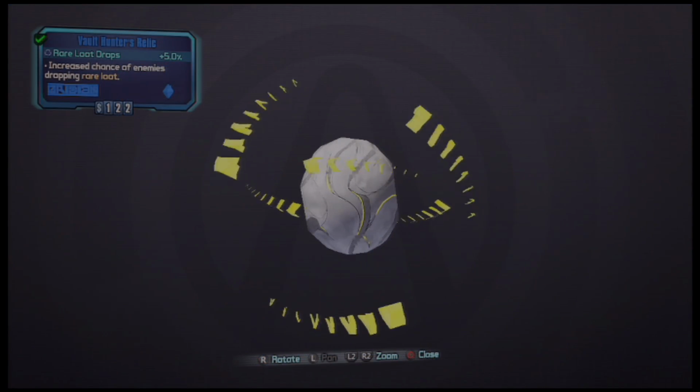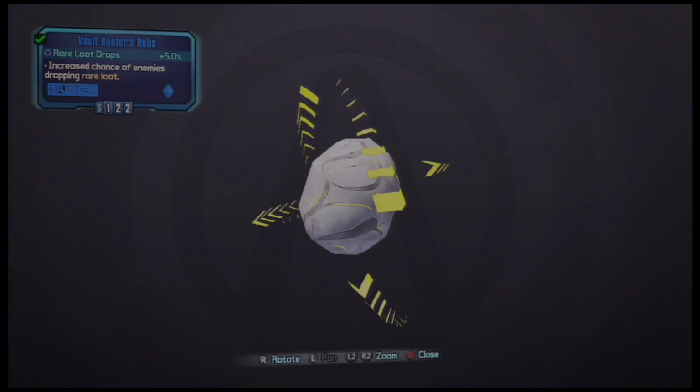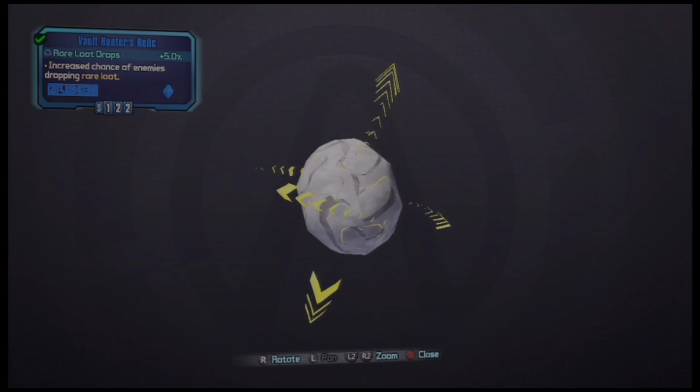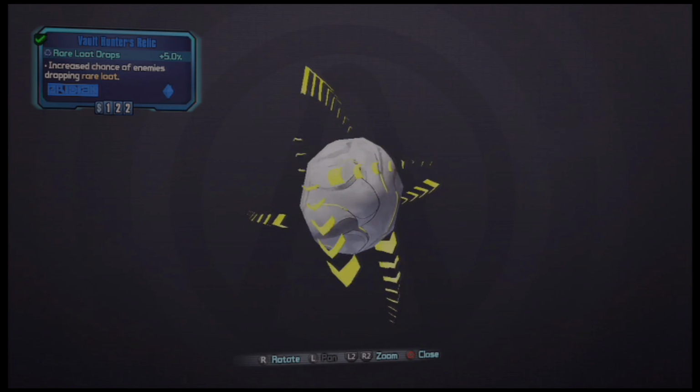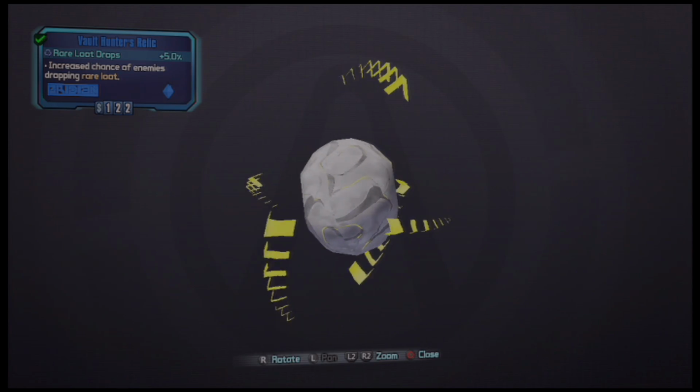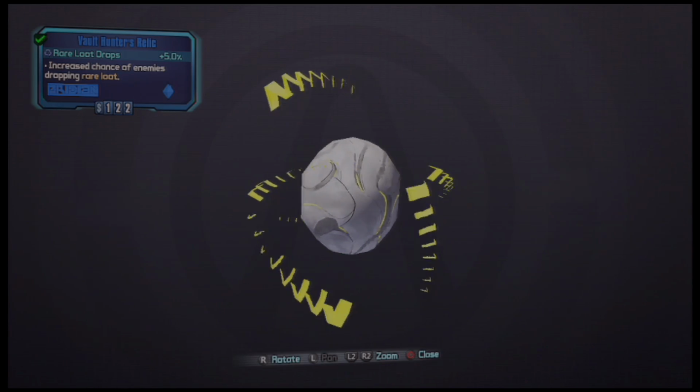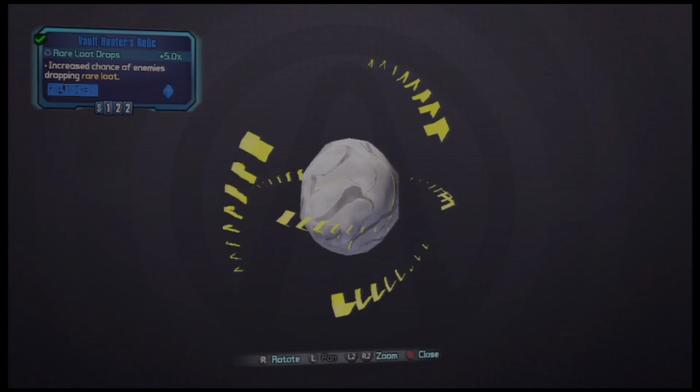The Vault Hunter's relic is a unique relic manufactured by the Iridians. The Vault Hunter's relic is one of the pre-order bonuses given out to all players who pre-ordered Borderlands 2 or bought the Necromancer pack. So if you buy the Necromancer pack, you get this. Increases the chance of finding rare loot by 5%. The wording of the effect is subtle and somewhat misleading.